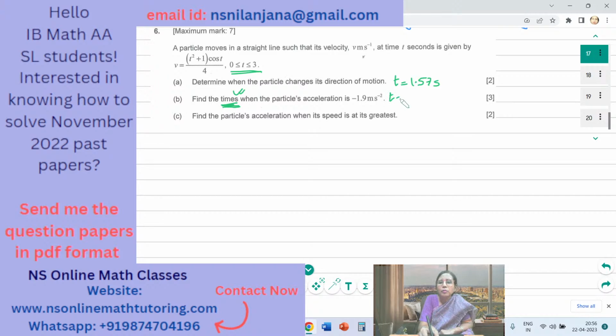t equal to 2.26 seconds and t equal to 2.96 seconds.